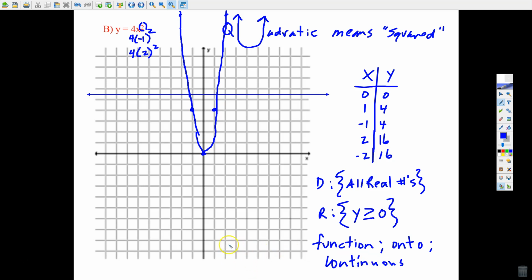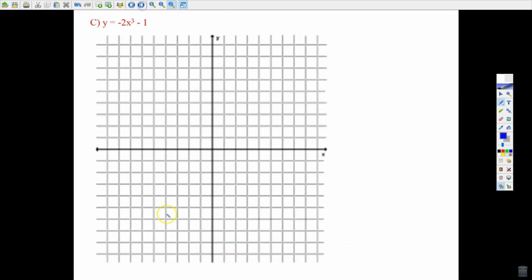Alright, so let's take a look at one more. This is a cubic function, and probably the easiest thing to do here is to, once again, think about a table of values and pick some easy numbers that you can plug in, starting with 0. I think that's always the best place to start. Start with small numbers.